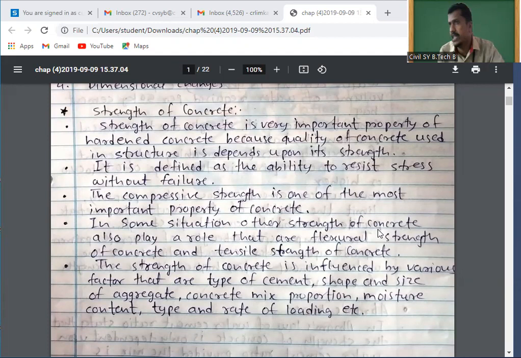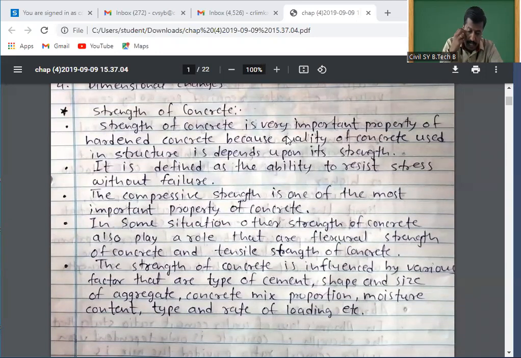With respect to the area, before failure, whatever load is sustained by that concrete surface, that is its strength. I hope now no one will forget what is the strength of the concrete. The compressive strength is one of the important properties of our concrete. In some situations, other strengths of the concrete also play a vital role, such as flexural strength or split tensile strength.